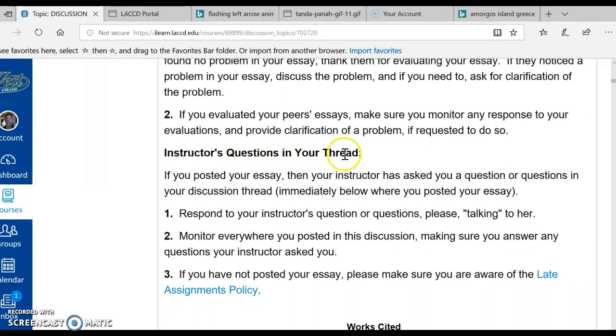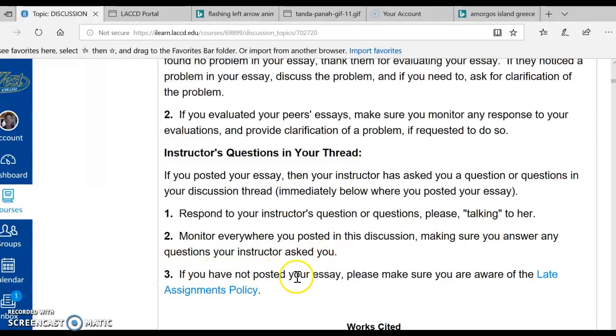Instructors' questions in your thread. If you posted your essay, then your instructor has asked you a question or questions in your discussion thread immediately below where you posted your essay. 1. Respond to your instructor's question or questions, please, talking to her. 2. Monitor everywhere you posted in this discussion, making sure you answer any questions your instructor asked you.